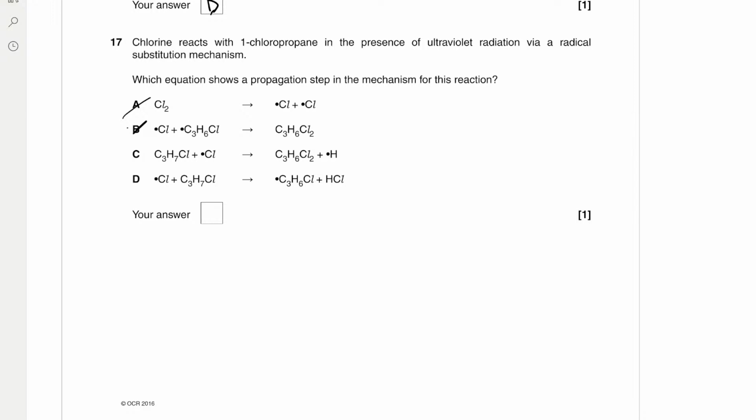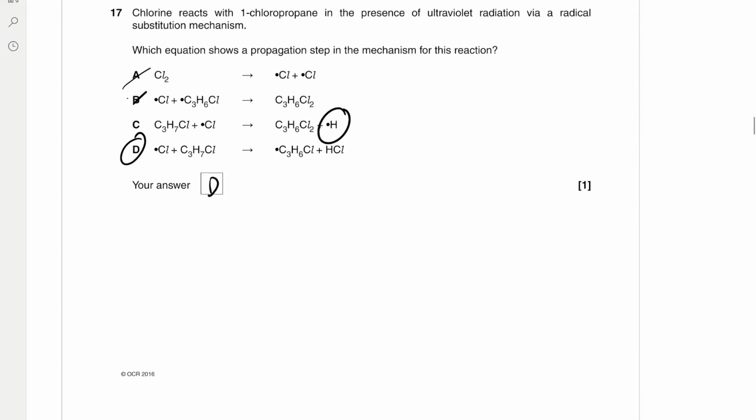It should form a radical carbon compound and HCl, because hydrogen radicals don't form, they can't exist. When you have a hydrogen atom, it only has 1 electron. It always has an unpaired electron. So a hydrogen radical can't really be formed because hydrogen on its own would form a diatomic molecule. So therefore it must be answer D. So anytime you see hydrogen radicals, you know it's wrong.